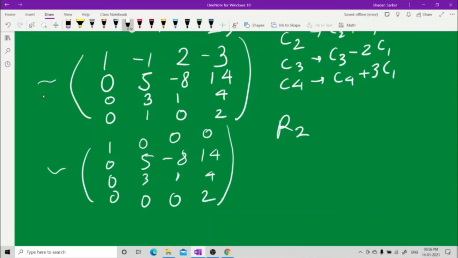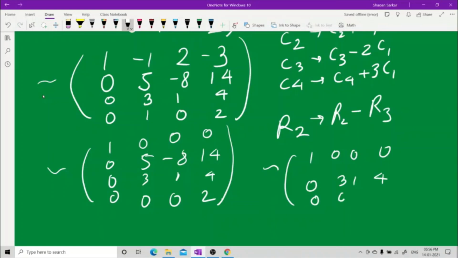R2 is to be written as R2 minus R3. So what will happen is now 1, 0, 0, 0. See, 0, 3, 1, 4 and 0, 0. And I can do one more thing. This is a 1 here, sorry, by mistake I wrote it 0. This is a 1 here. Now this is 4. What I can do is this, R2 plus R4.